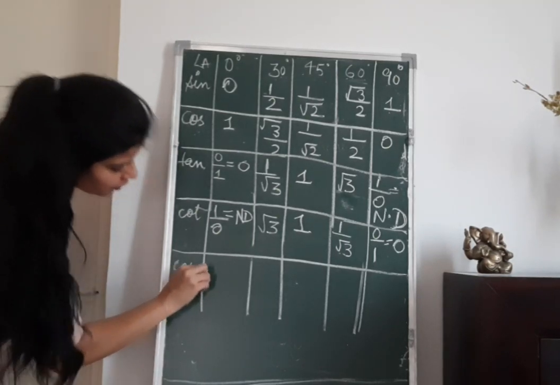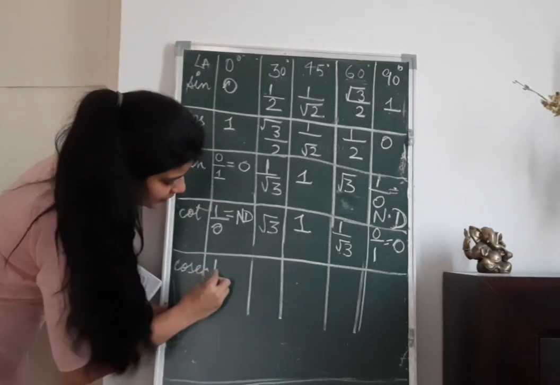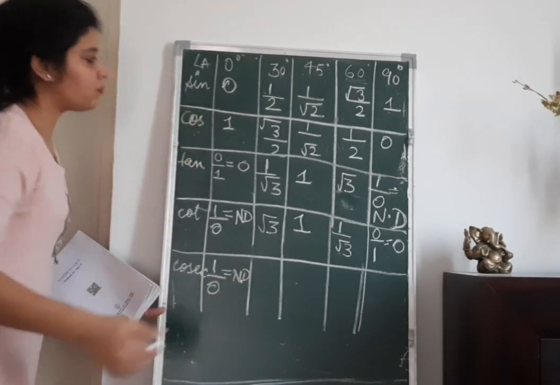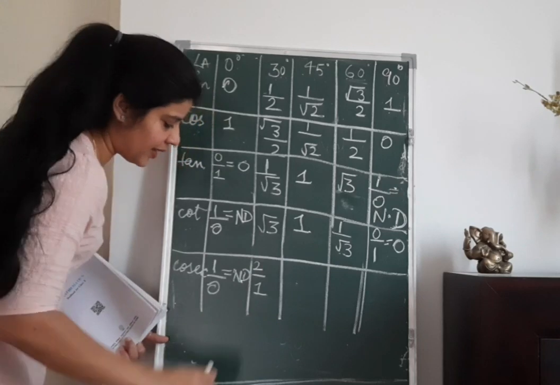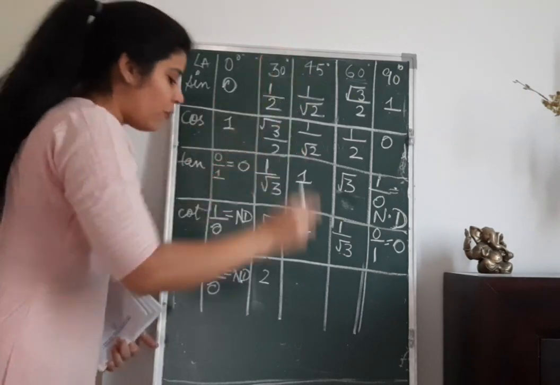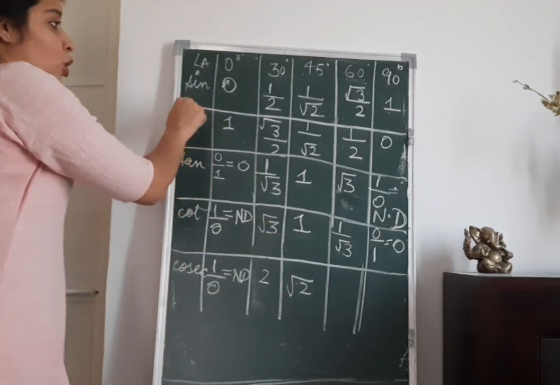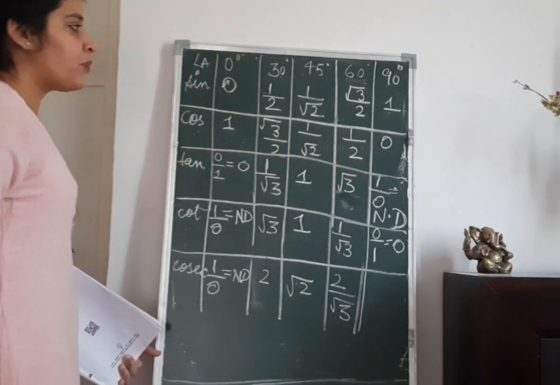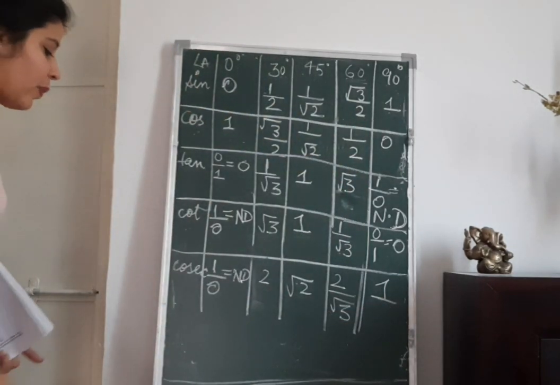Let's find out the value of cosec. Cosec is again the reciprocal of sine. So cosec of 0 becomes 1 upon 0, which is not defined. Cosec of 30 becomes 2 upon 1, which is nothing but 2. Similarly, cosec of 45 degree becomes root 2 upon 1, which equals root 2. Cosec of 60 degree becomes 2 upon root 3, right? And cosec of 90 degree becomes 1, because the reciprocal of 1 is 1 itself.